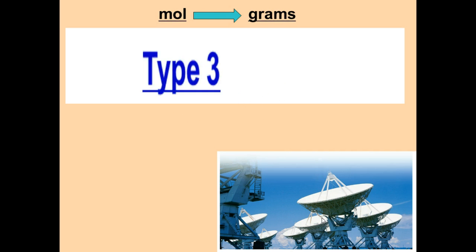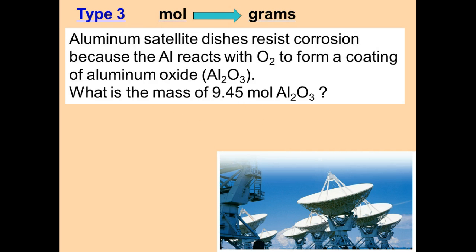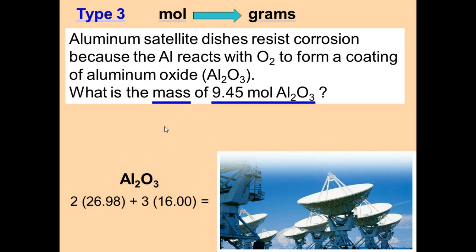And so here's our first problem. It's a type 3 problem. So we're going to be converting from moles to grams. And so, aluminum satellite dishes resist corrosion because aluminum reacts with oxygen, forming a coating of aluminum oxide. And so what is the mass of 9.45 moles of Al2O3? So first, we have to figure out what we need. So we have moles, and we're going to convert to grams.